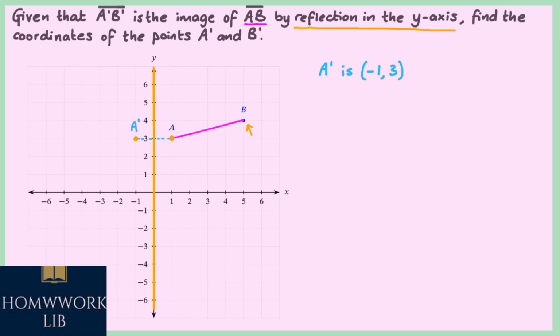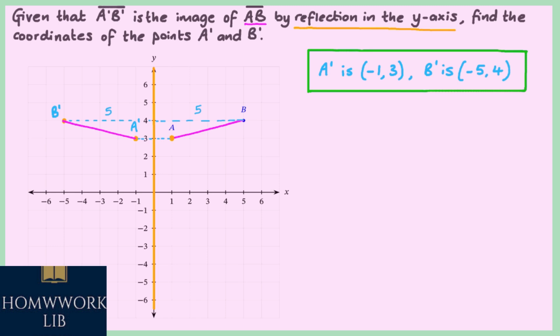Now let's do the same for point B. It has a perpendicular distance of 5 units from the mirror line of the y-axis. And so the image B' will be at a perpendicular distance of 5 units on the opposite side of the mirror line. It's at the coordinates -5, 4. We can join the points to create the image line segment A'B', and the coordinates A' at -1, 3 and B' at -5, 4 would be the answer.